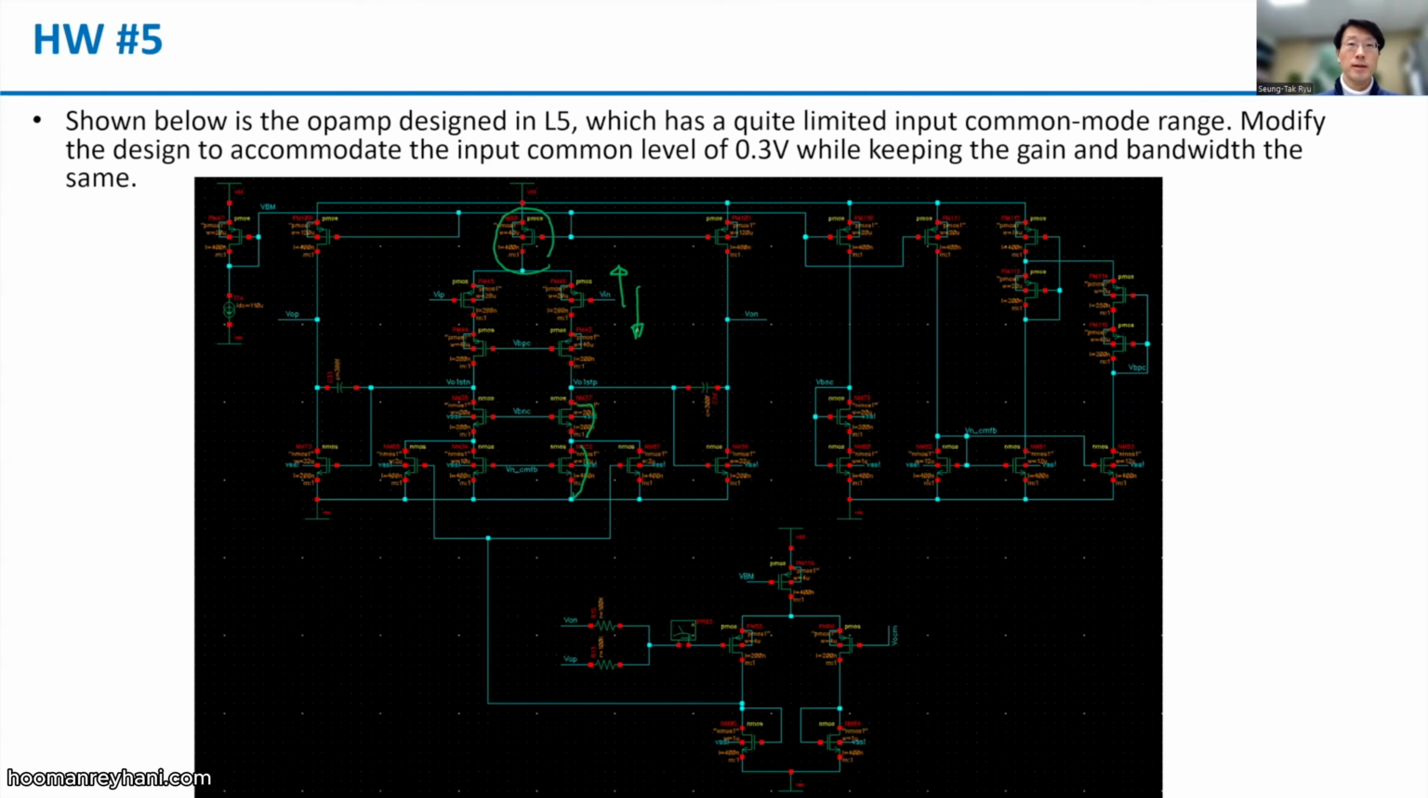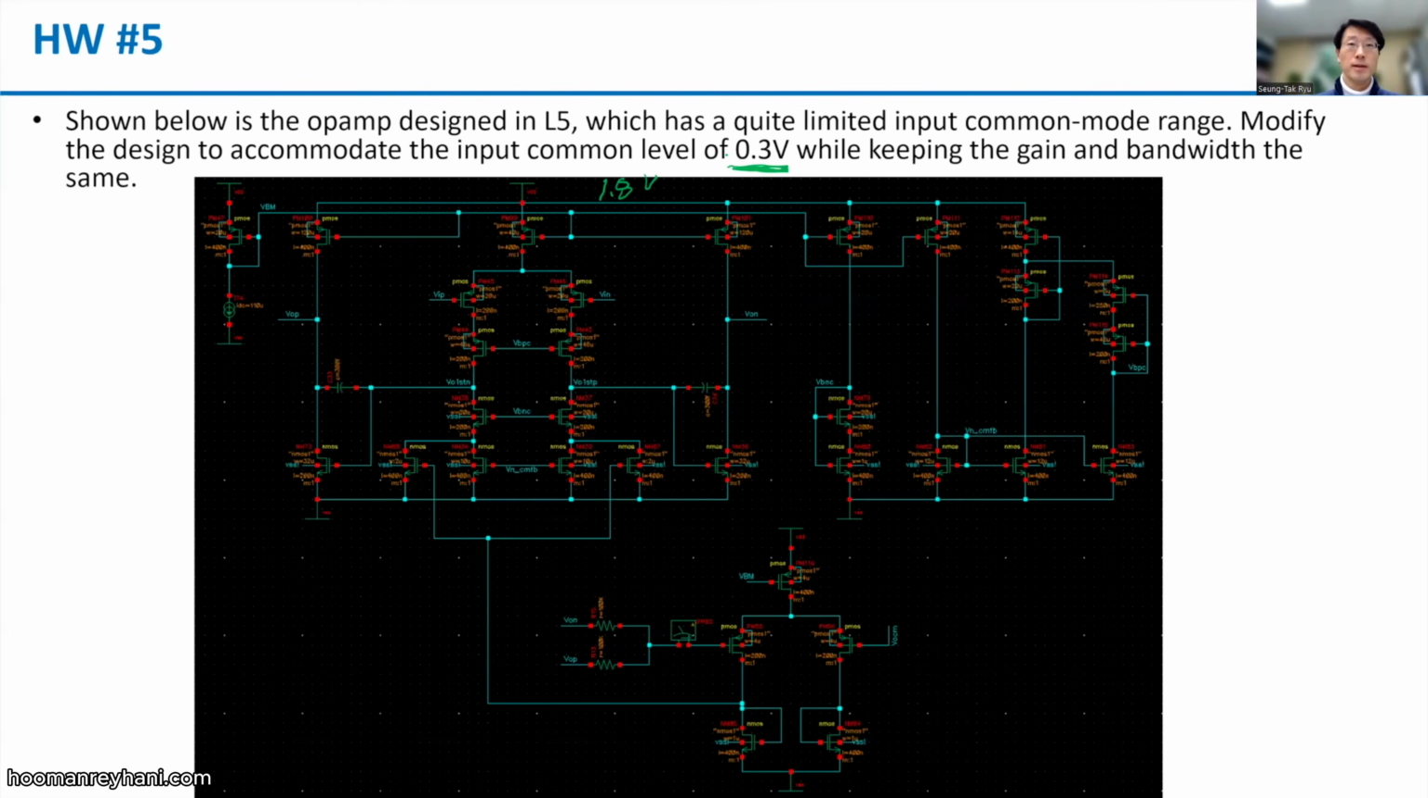And if the input goes to low voltage while the voltage here is fixed, then the VDS of the input transistor will reduce, entering the triode region. So almost the level here is fixed. In our earlier design, the voltage was 0.8 volt under 1.8 volt. So the question is, we want an input common level much lower than 0.8, like 0.3.